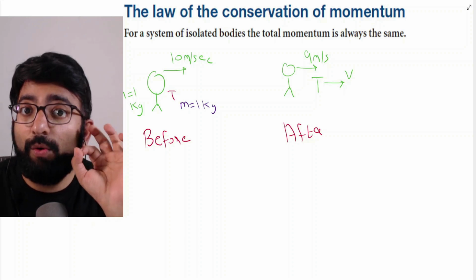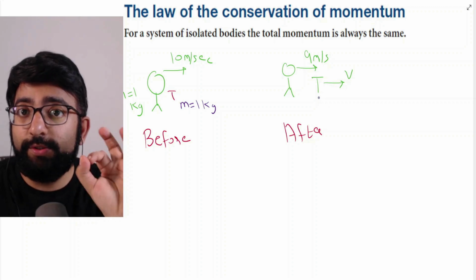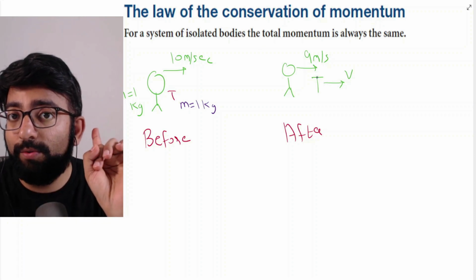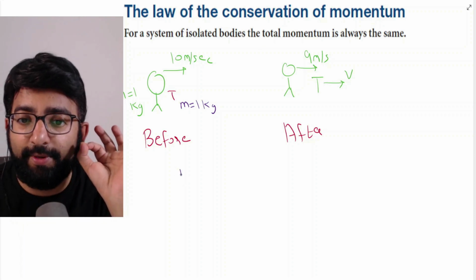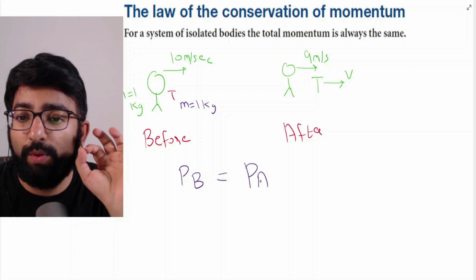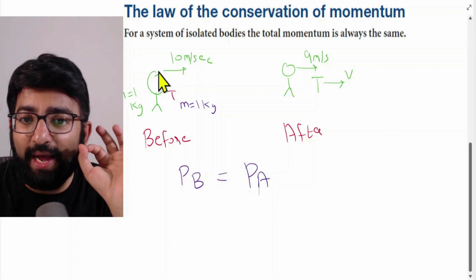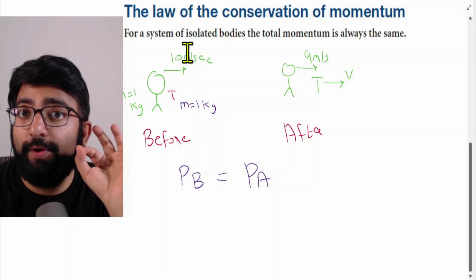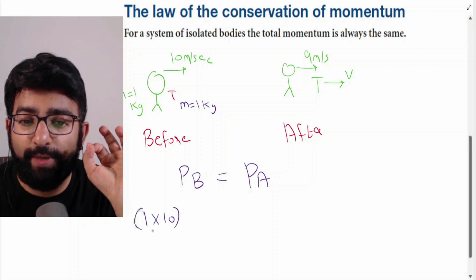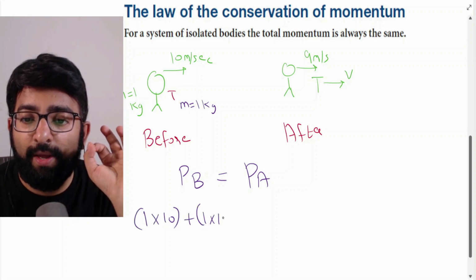And how do we figure out the value of that v? We just use the law of conservation of momentum. Initial momentum should be equal to the final momentum. So in the before case, let's write pb, which is the before momentum, should be equal to after momentum. Initially, the astronaut and the tool both were moving with a speed of 10 meters per second. So we can write total momentum is 1 into 10 plus 1 into 10.